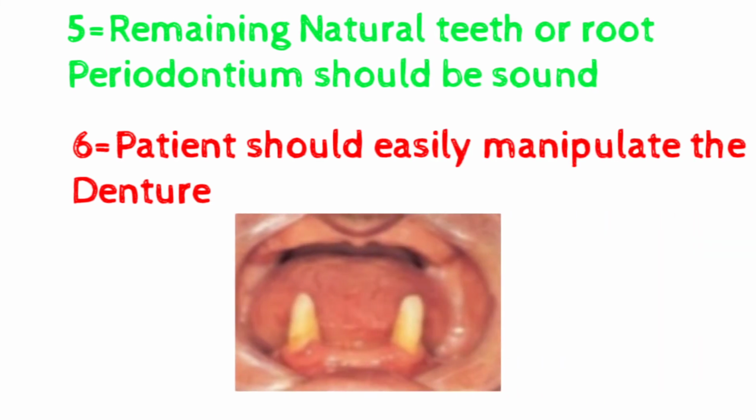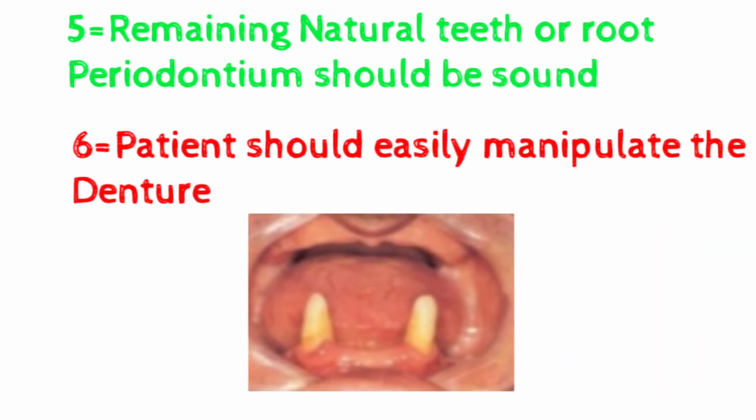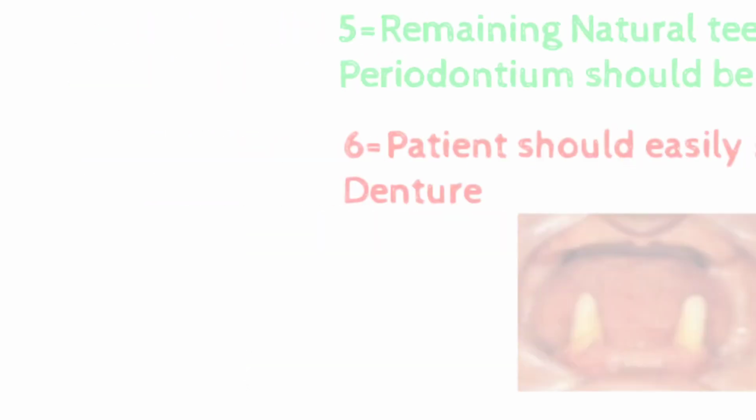Now look at this diagram. The remaining tooth periodontium is sound, there is no tooth mobility, therefore we give overdenture, meaning the remaining natural teeth or periodontium is preserved. Now come to the advantages.